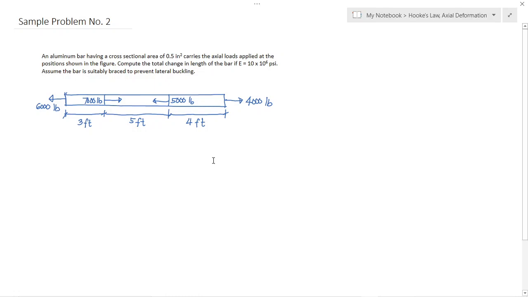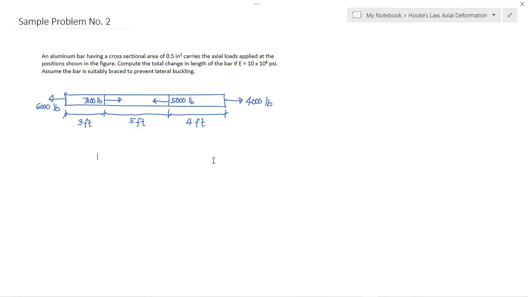Okay, hello class. For the next problem, under deformation of axially loaded member, the problem is: an aluminum bar having a cross-sectional area of 0.5 square inch carries the axial loads applied at the positions shown in the figure. Compute the total change in length of the bar if the modulus of elasticity is 10 times 10 raised to 6 psi, or pounds per square inch. Then, assume the bar is suitably braced to prevent lateral buckling.